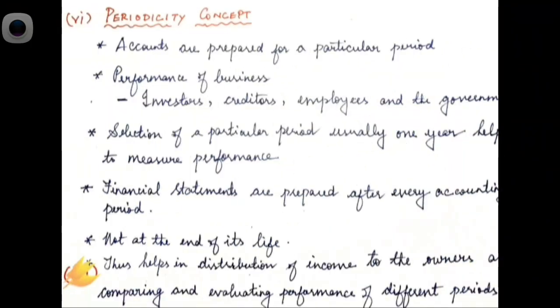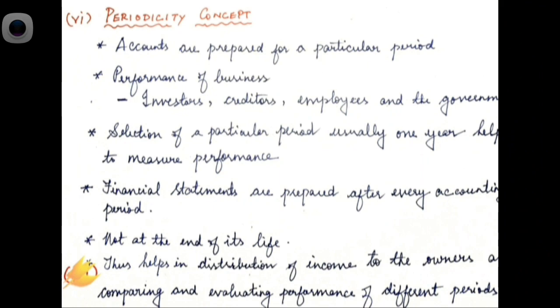Next, let us move on to the periodicity concept. Whenever accounts are prepared, it is done for a particular period. Usually the period is referred to as 365 days, or 52 weeks in a year, or it could be 12 months in a year. So it is for a particular year.